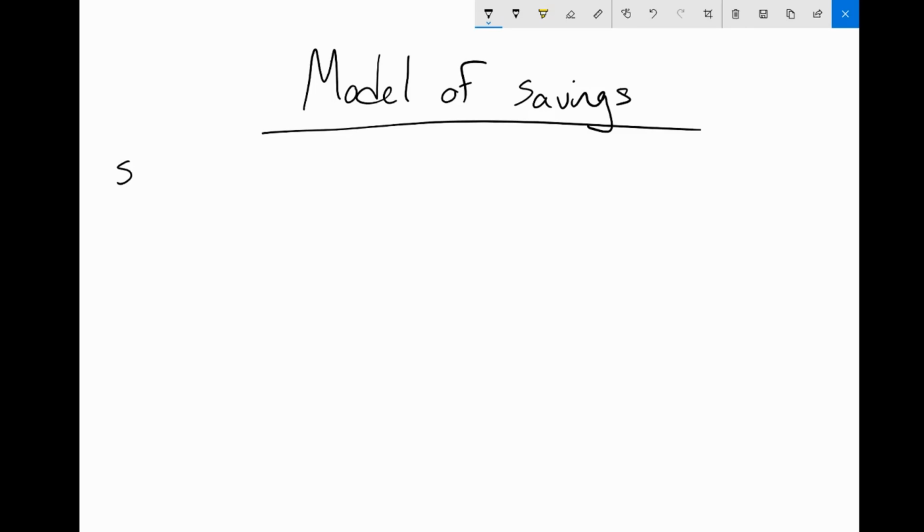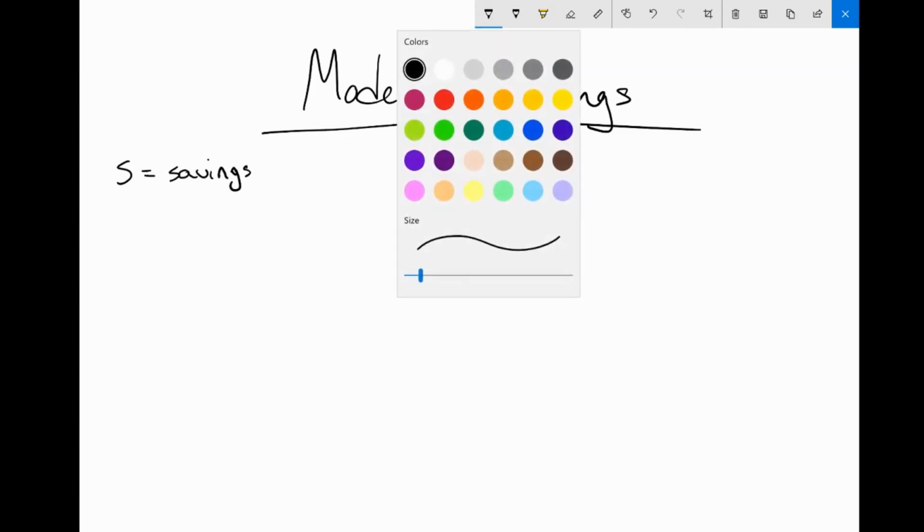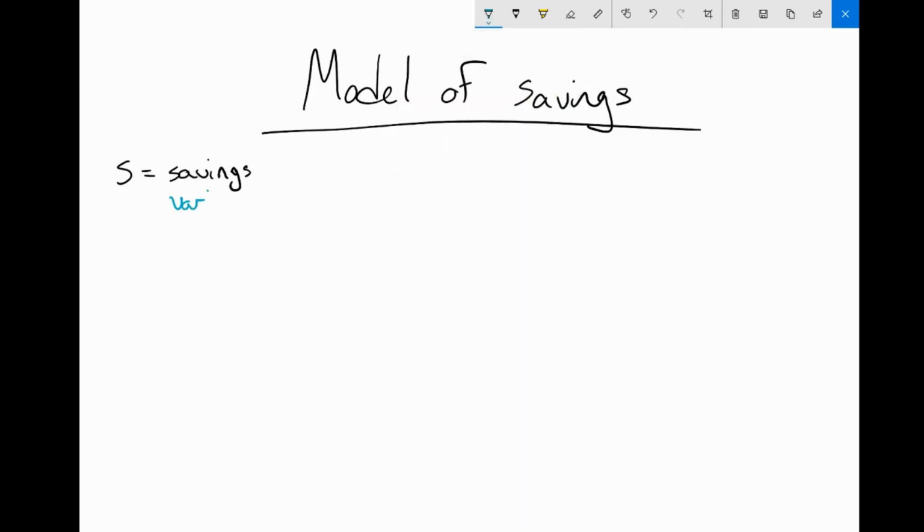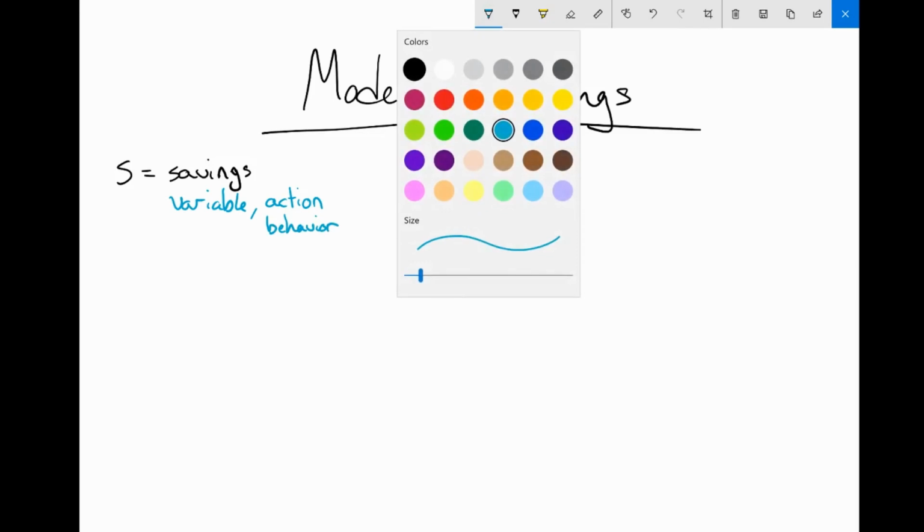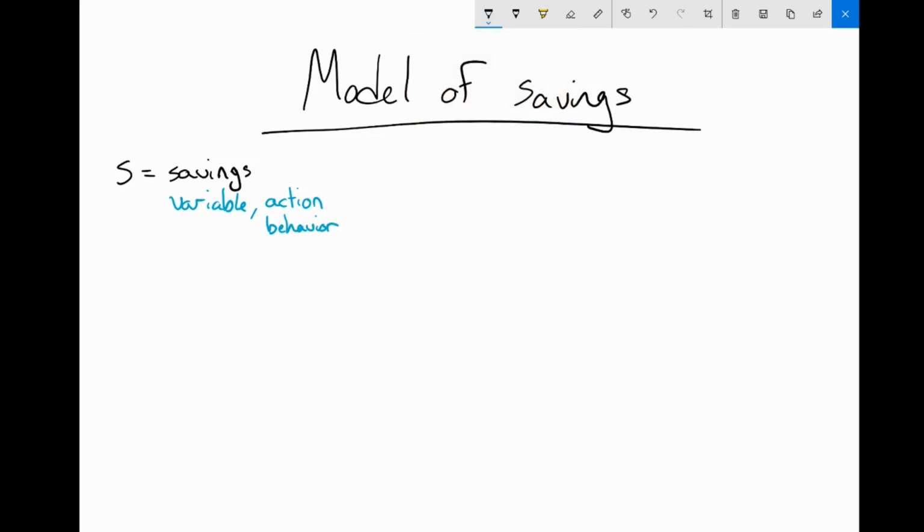So we're going to have a variable s called savings. This is going to be our variable. It accounts for an action that we're interested in. We want to study this behavior, action or behavior. We want to know how much do people save. Okay, so we have a variable savings.